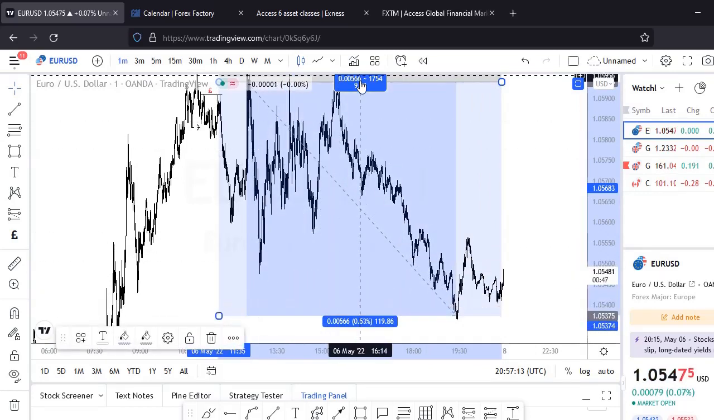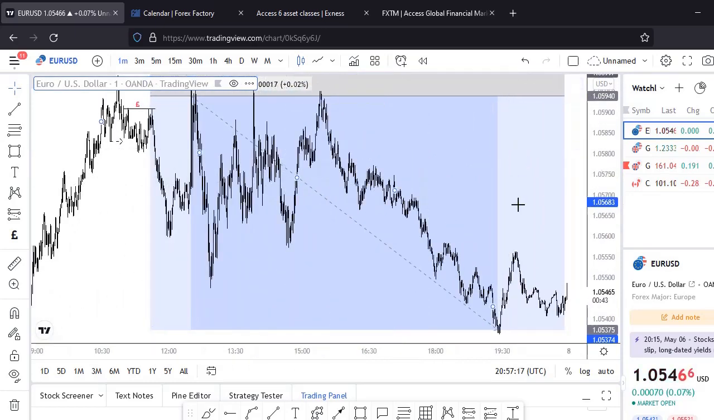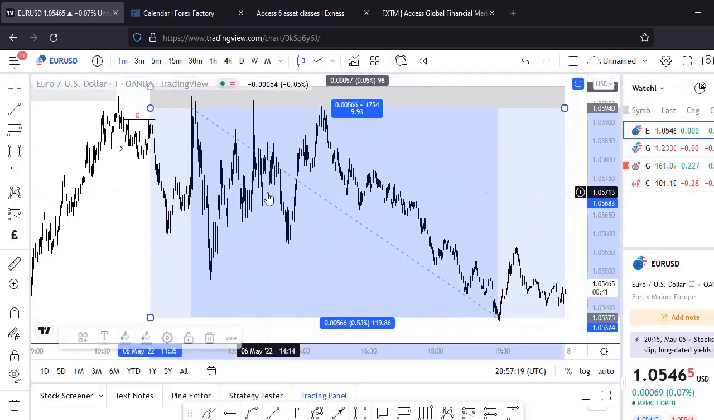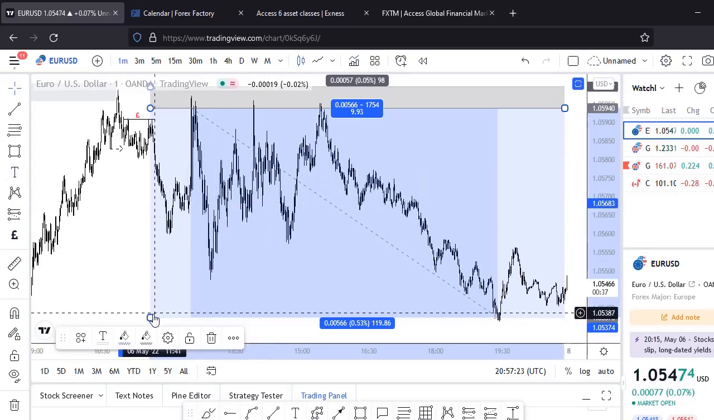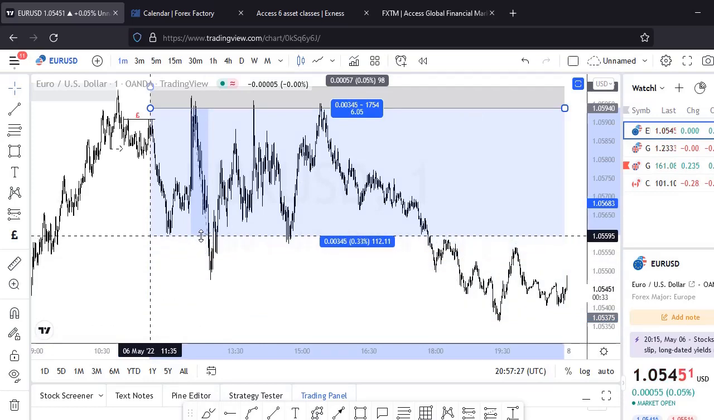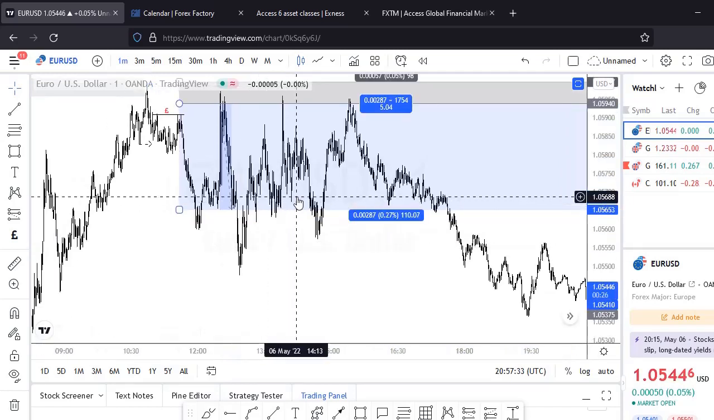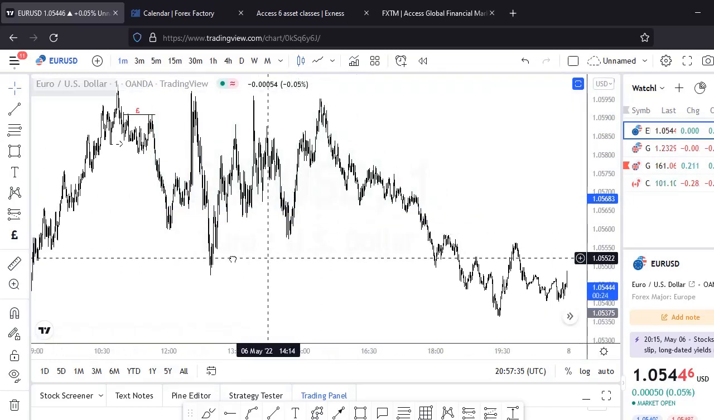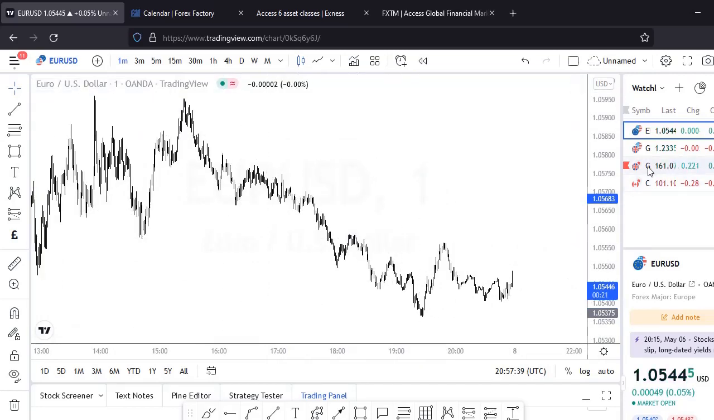This is a 1 to 9 risk to reward, a very nice trade, but I took my profits. I took my profit at 1 to 4 risk to reward. That's where I took my profit. So this is the trade that I took, and there were also ones where I had losses. There are so many trades that I took.